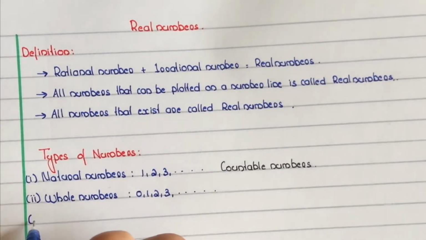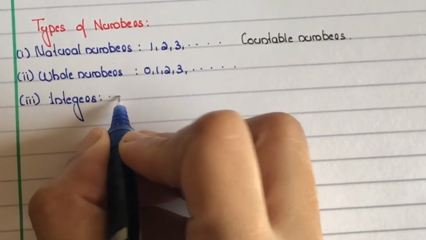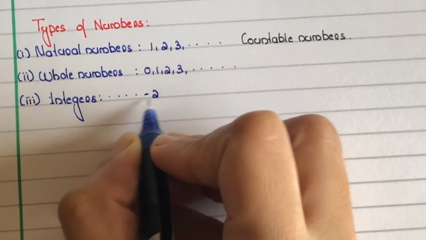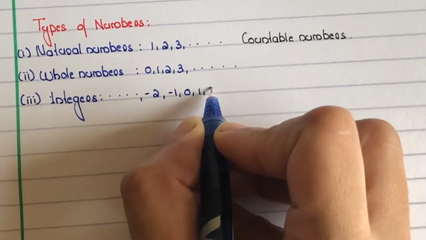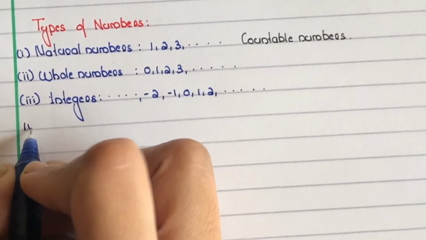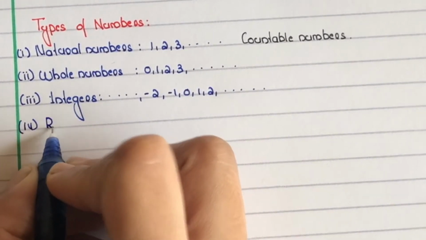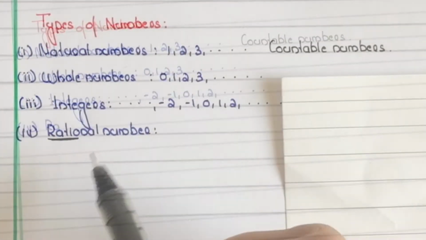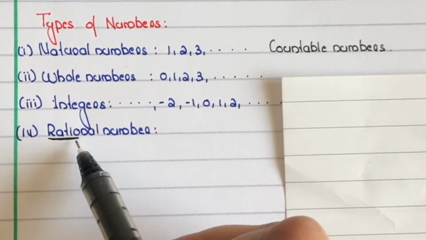Now, the next type of number, integers. Integers are -2, -1, 0, 1, 2, etc. Next is rational numbers. Rational, ratio.